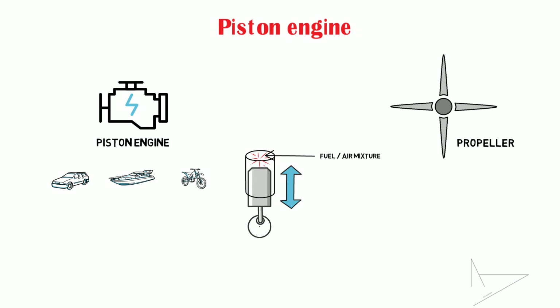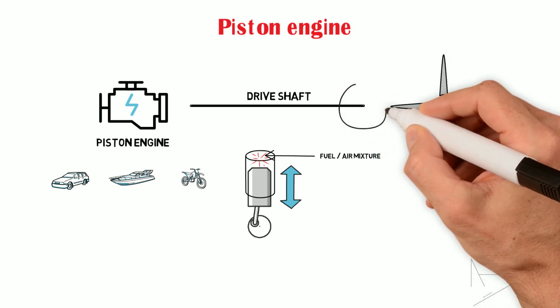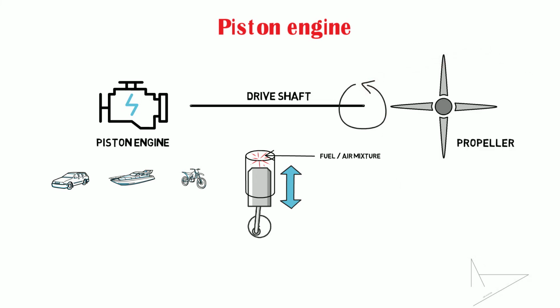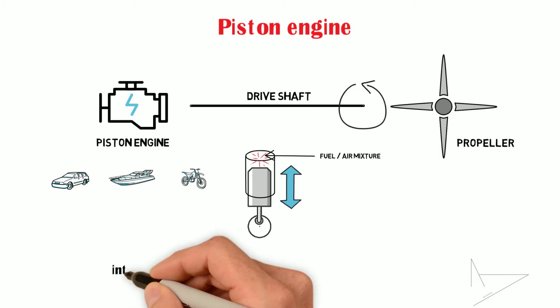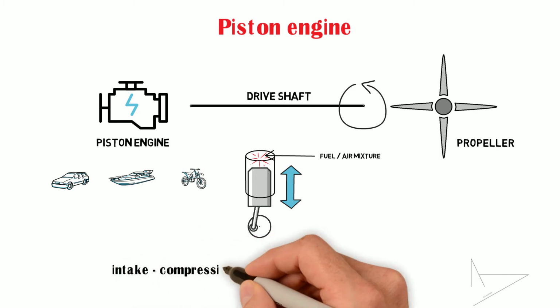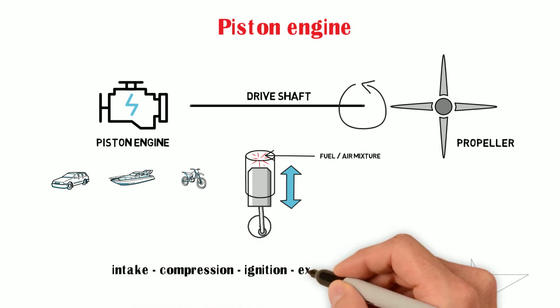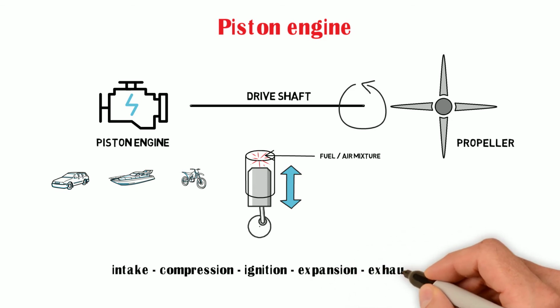The moving piston, connected to a gearing system, will drive a shaft that is linked directly or through a reduction gear to the propeller. We can summarize the cycle of a piston engine in the following stages: intake, compression, ignition, expansion, exhaustion.